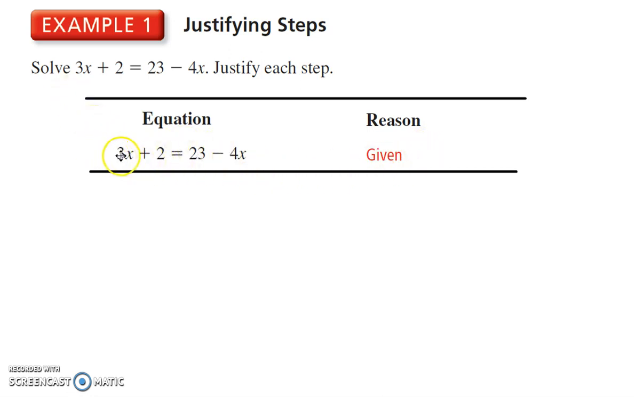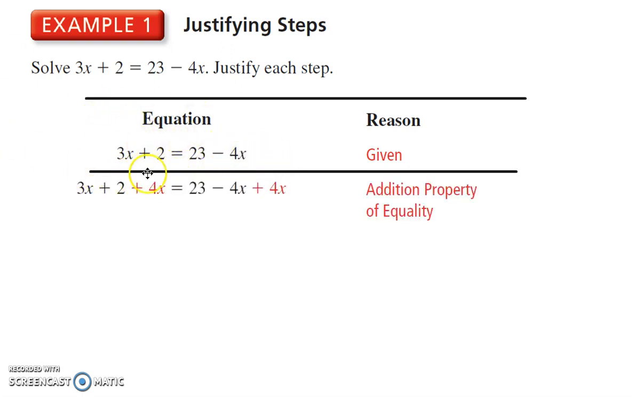So our equation is 3x plus 2 equals 23 minus 4x. All right, our next step here, we will move the variables to one side. So I'm going to add 4x to each side in order to eliminate it here. I can do that because of the addition property of equality. I can add the same amount on each side. So that's my reason. What am I doing? I'm adding the same thing to each side. Why can I do that? Because of the addition property of equality.